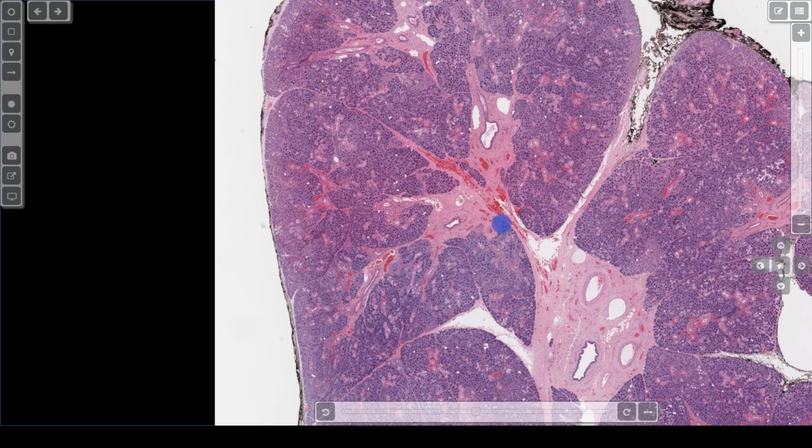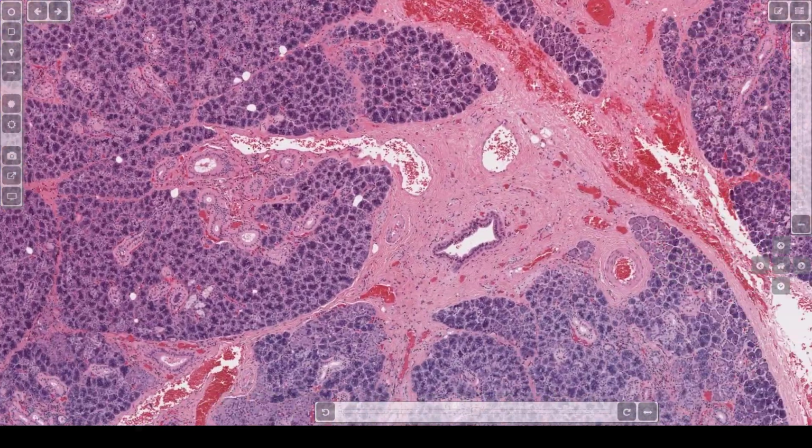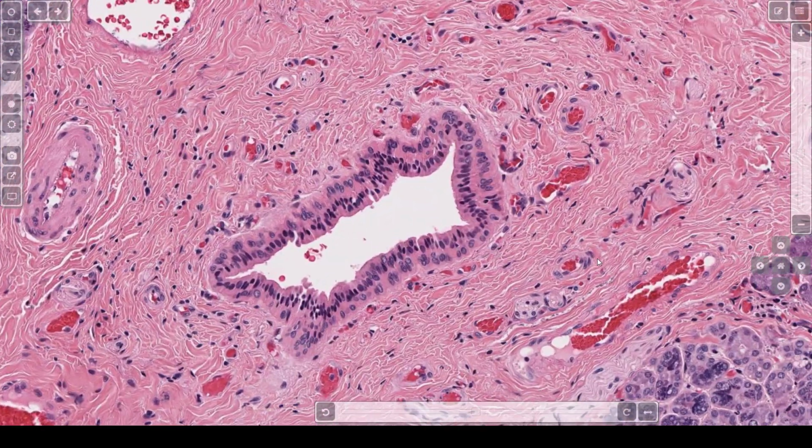Here again, I'm going to outline this lobule with my cursor. This structure right here is an excretory duct. Let's take a closer look. You can see the excretory duct is lined by a double layer epithelium. The lining of the ducts in the parotid gland are quite variable.